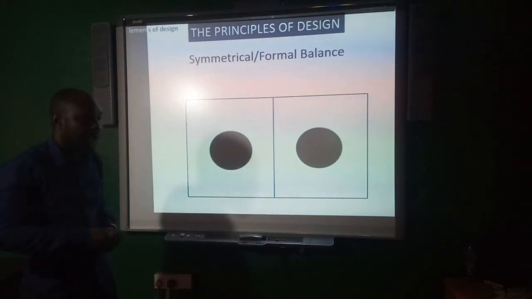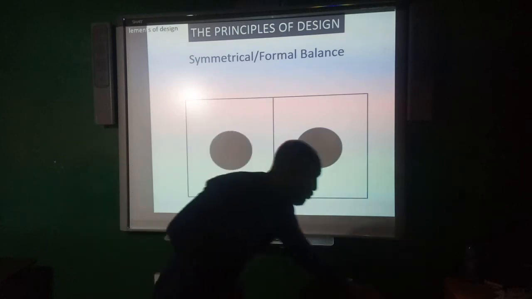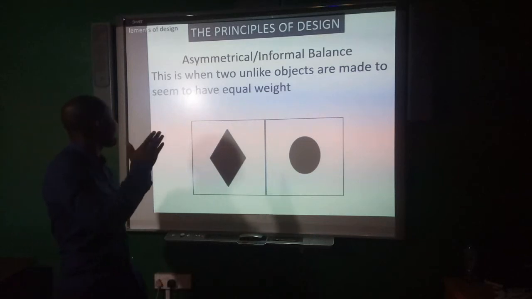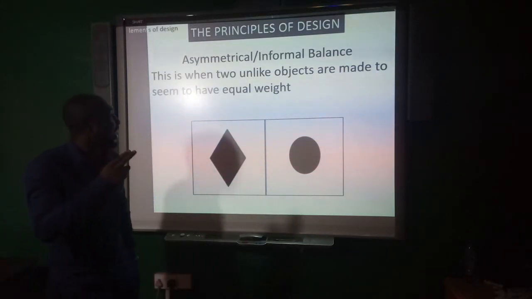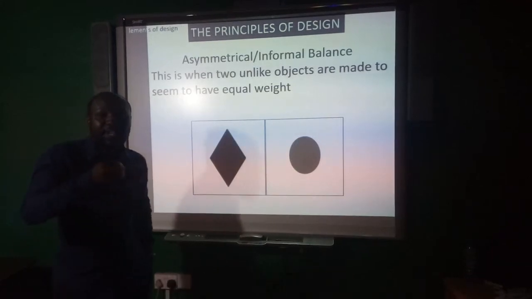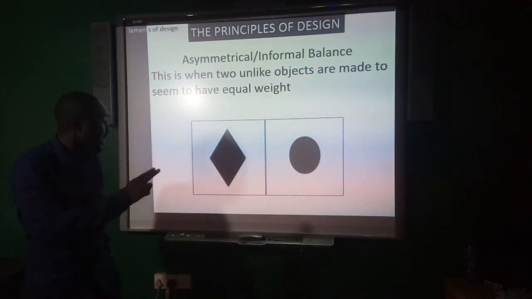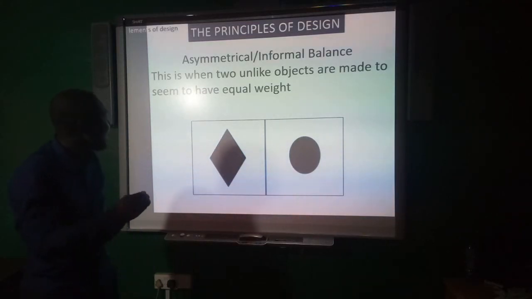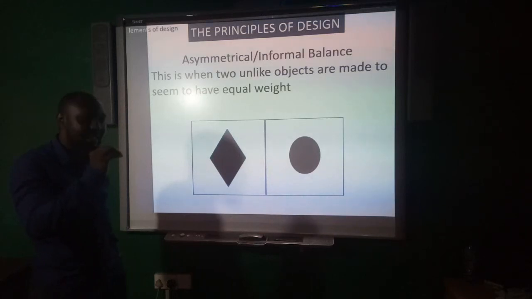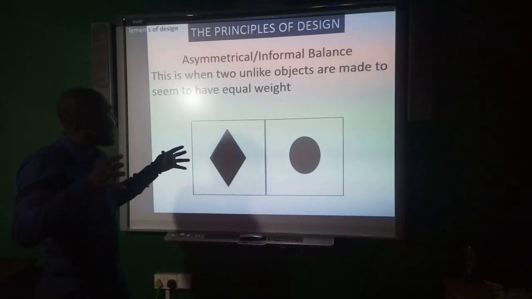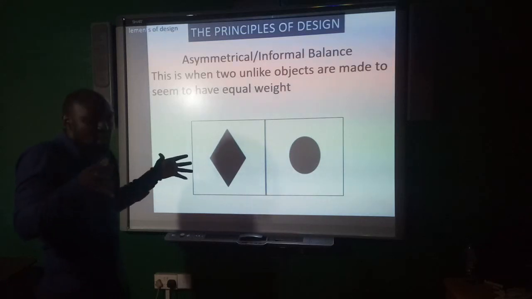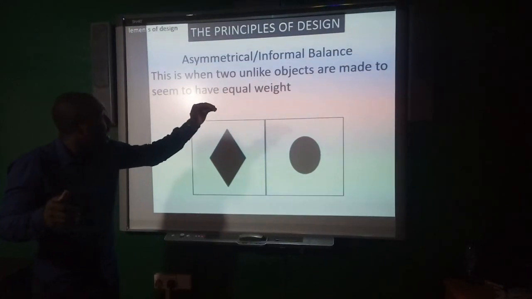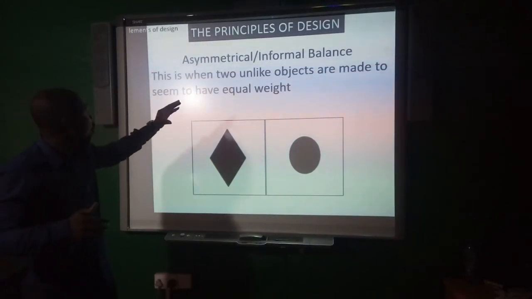Let's look at two. Asymmetrical or informal balance. What is it? This type of balance is when two unlike objects are made to seem to have equal weight. This time, they are not mirroring each other, but they are two different objects. But when you look at it carefully, you see that their weights are equal. So unlike objects are made to seem to have equal weight.